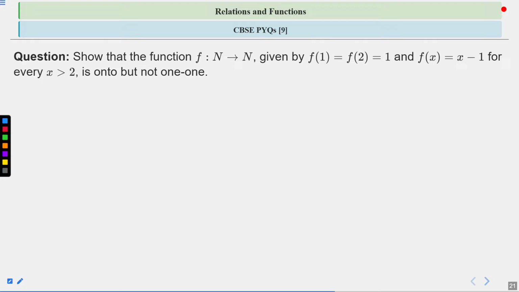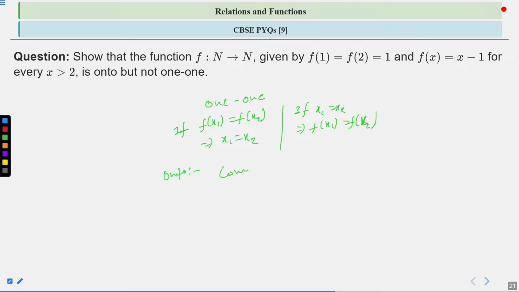Okay. So again we can discuss the properties of 1-1 and onto. What is a 1-1 function? If f(x1) is equal to f(x2), this implies x1 should be equal to x2, or if x1 is equal to x2, this implies f(x1) should be equal to f(x2). Clear? Either of the two conditions should be satisfied, and we can say that the function is 1-1, right? For onto, codomain should be equal to range, right?